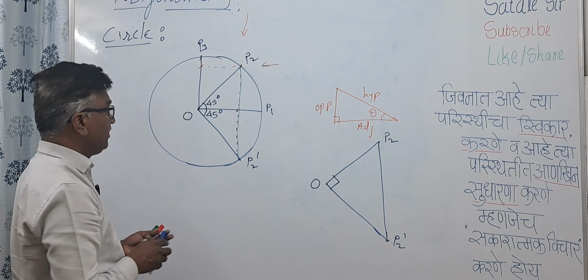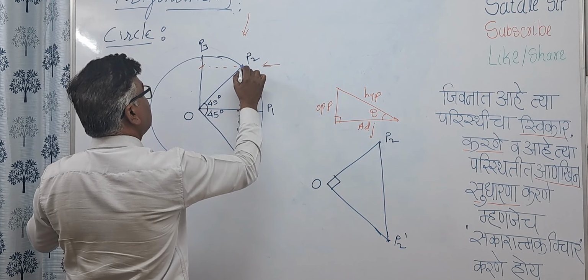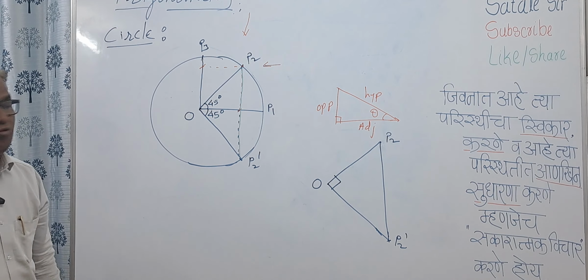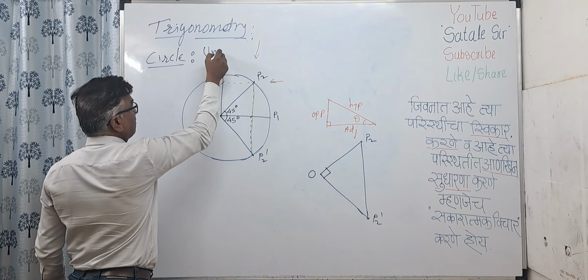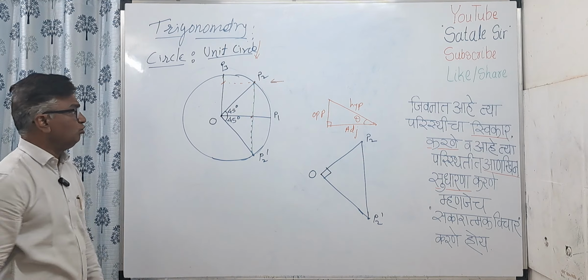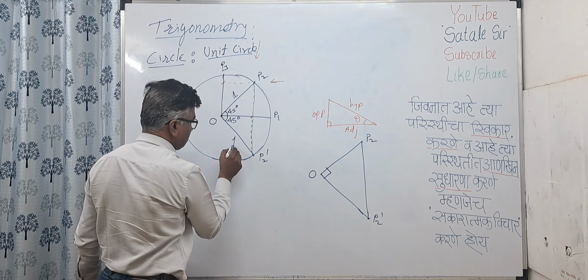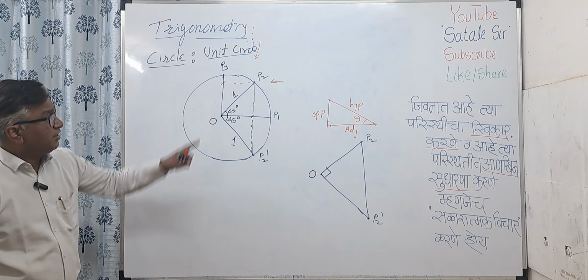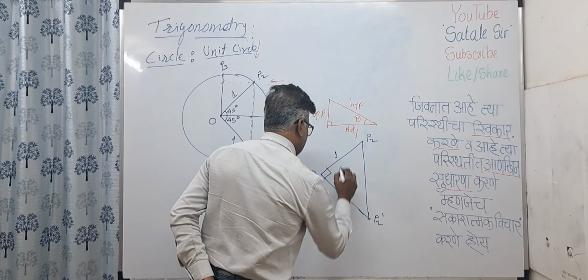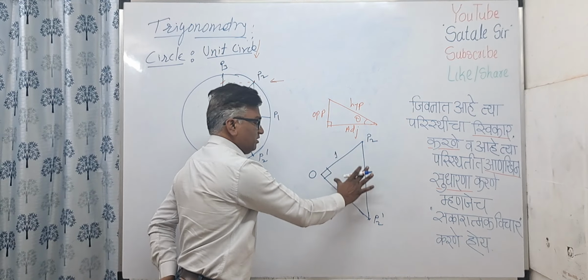The thing here is, this O and P2, this line, is equal to radius R. Now R in this case we have considered as 1. So this is a unit circle now. Unit circle, the meaning itself is the radius is equal to 1. So this OP2 is 1 and this OP2 dash is also 1, because it is an isosceles triangle. So this will be 1, this is also 1.